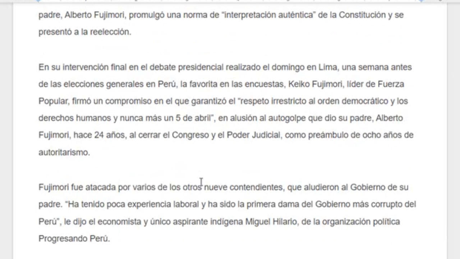Moving on to the next paragraph, en su intervención, and su is still hers, unless we have a reason to change, it's still for Keiko. So, en su intervención final, in her final intervention, en el debate presidencial, in the presidential debate. So intervention here is kind of just her final plea to the people, her final way to intervene with the vote, with the election. In the presidential debate, realizado, and realizado is kind of like celebrar in a way.